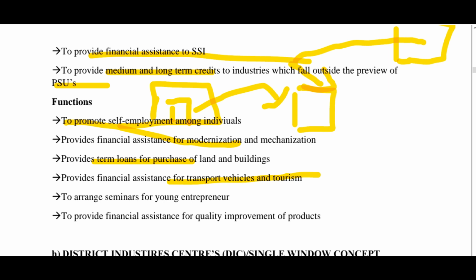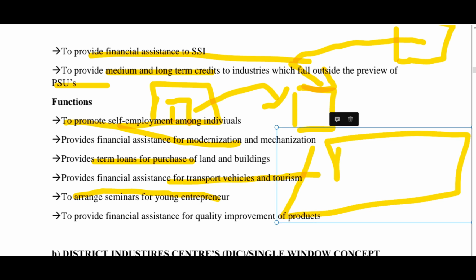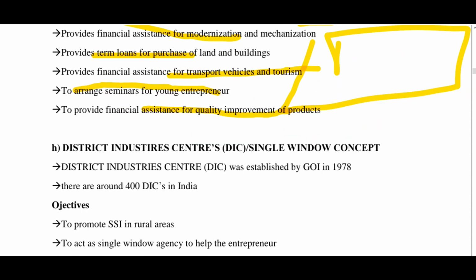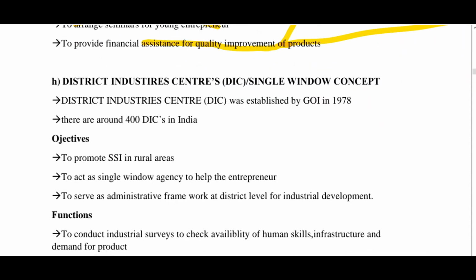They also arrange seminars for entrepreneurs. They hold seminars with established entrepreneurs and new entrepreneurs, so that they can learn something. They provide financial assistance to improve the quality of the product. Financial assistance, quality of product, employment. It is an important point we have to mention in the question paper.